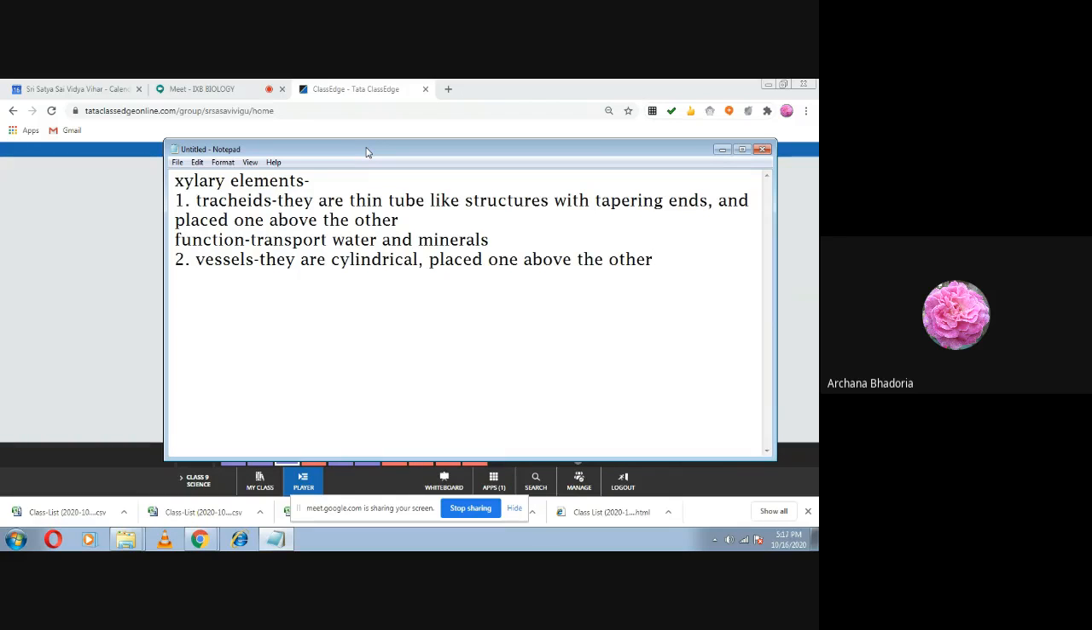So what is the function? Same function they perform, that is, they help in transport of water and minerals.